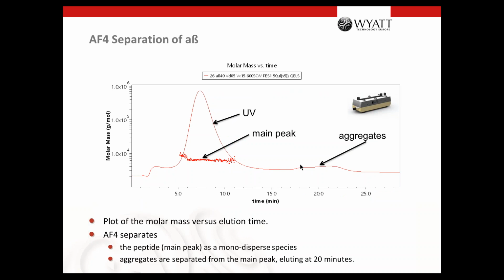And in the UV, you see here at 20 minutes also a peak. And this peak is just because of the aggregates. So we have here the monomer, and these are the aggregates. And because of the FFF theory, they elute later than the main peak. And so in roughly 30 minutes, we can establish a very nice separation of the amyloid beta.